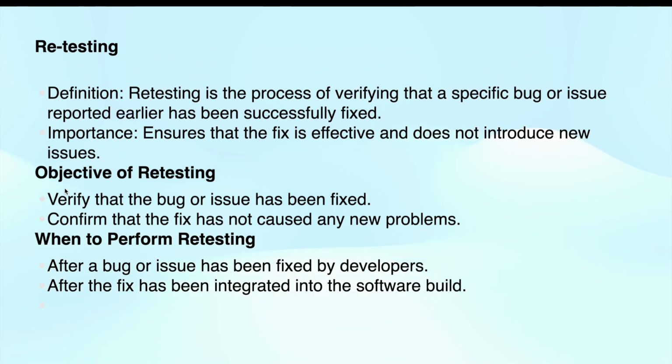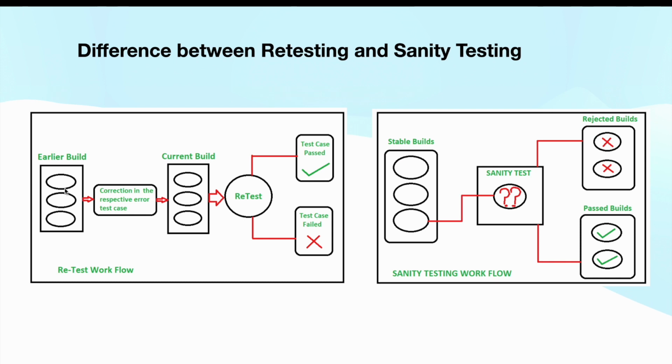So we should have best practices for retesting. Prioritize bugs based on severity and impact to focus testing effort effectively. Use automated testing tools to speed up the retesting process and increase test coverage. Collaborate closely with the developer to understand the fix and verify its effectiveness. So this is all about retesting.